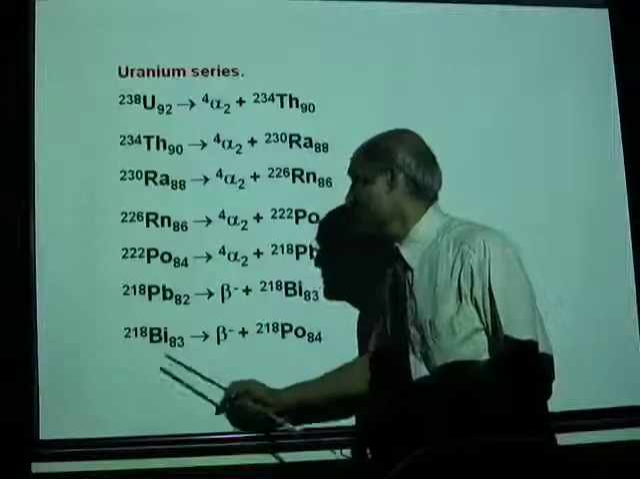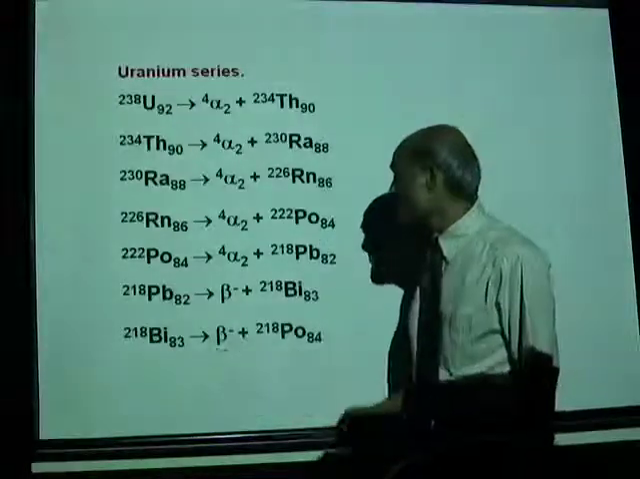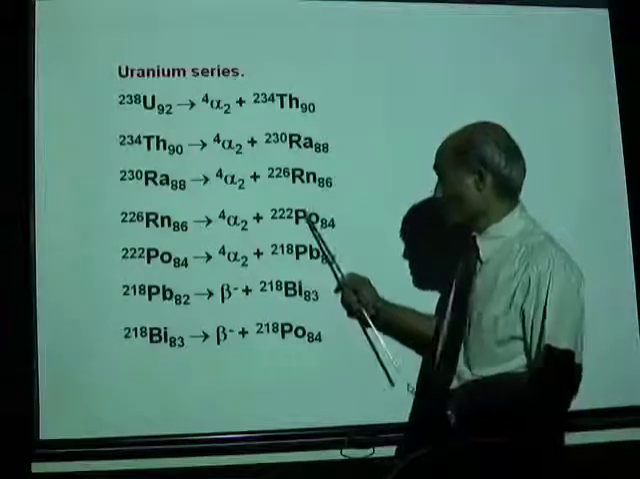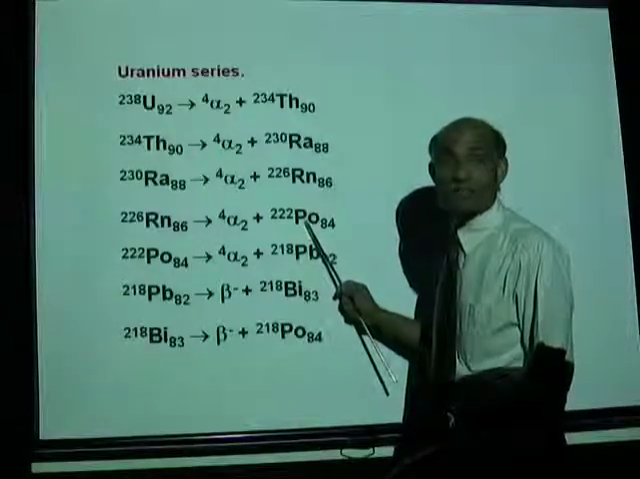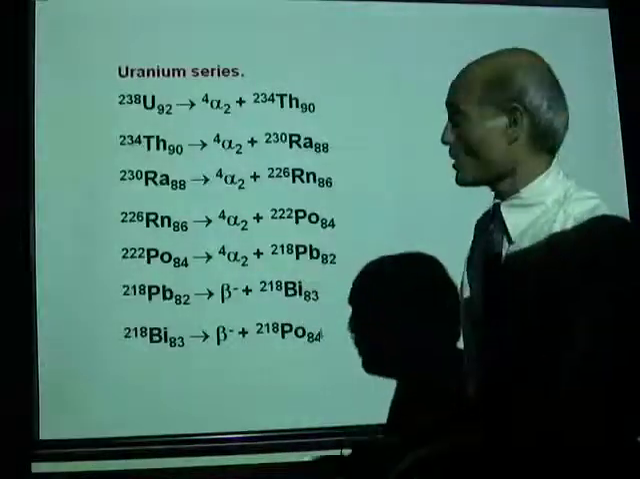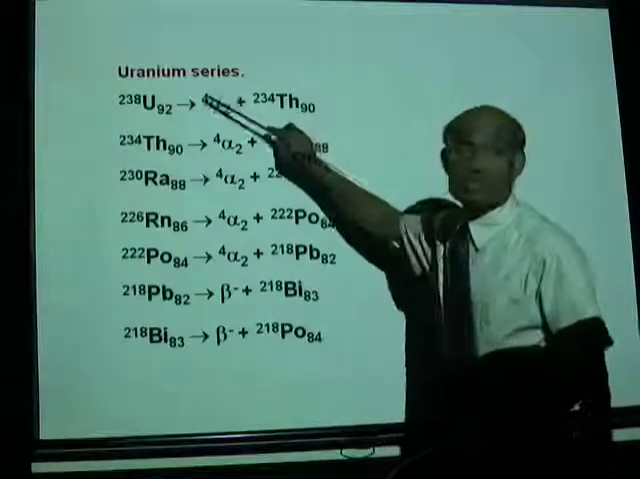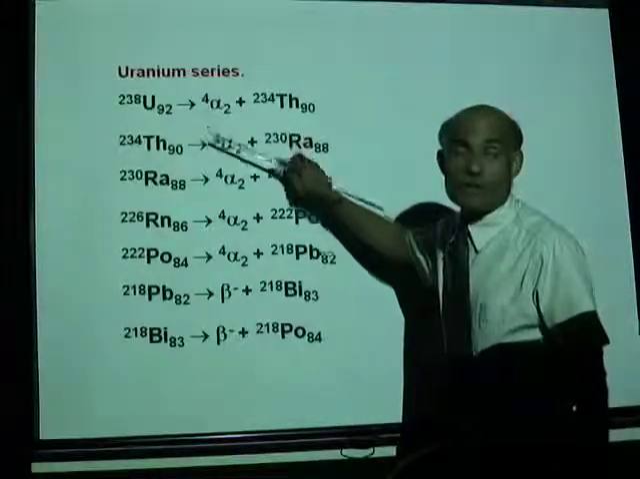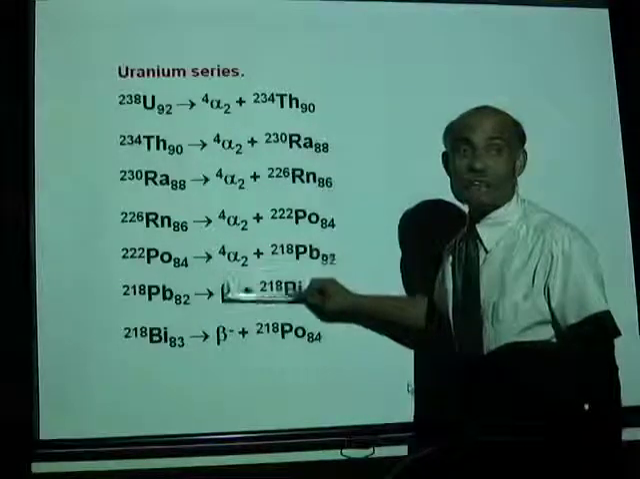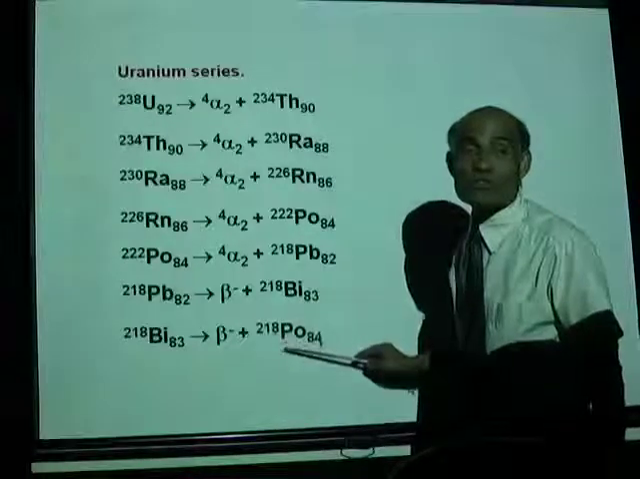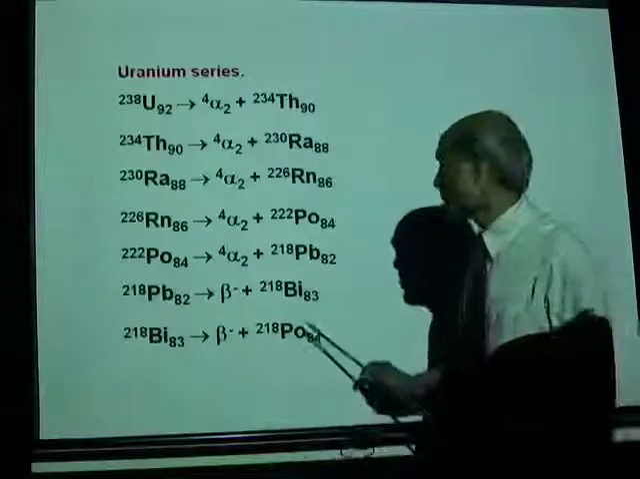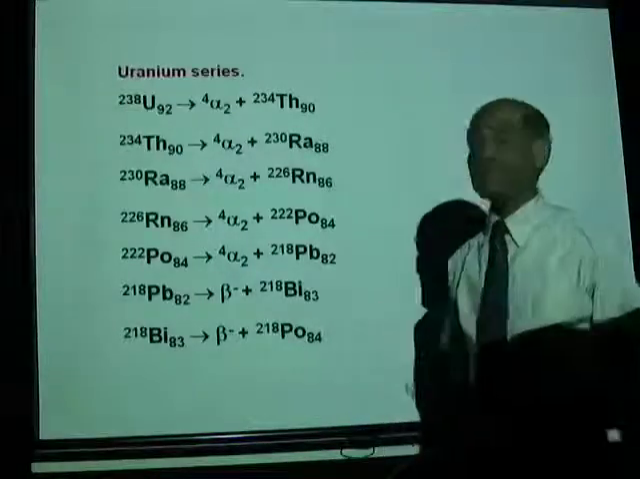Bismuth 83218 emits a negative beta, becomes another isotope of polonium. Look at this. Earlier we saw an isotope of polonium. This is another isotope of polonium. So now we have the original uranium sample emitted 5 successive alpha radiations and 2 beta radiations, and the resulting daughter is now an isotope of polonium, polonium 218.